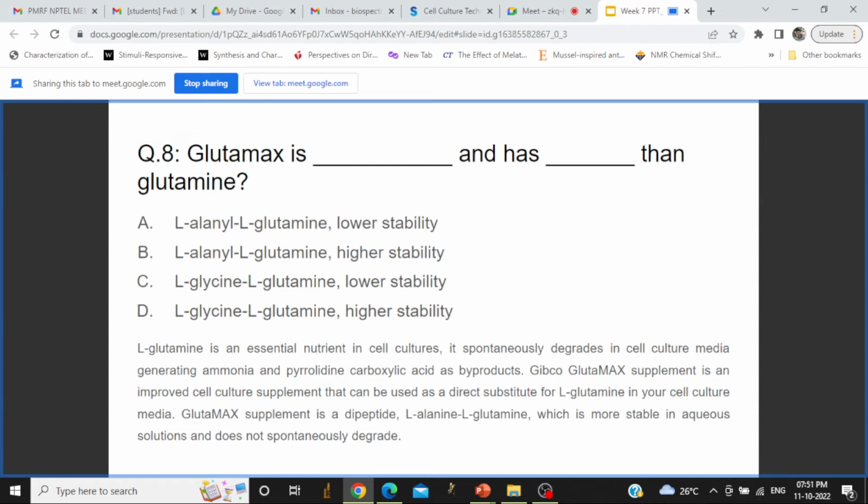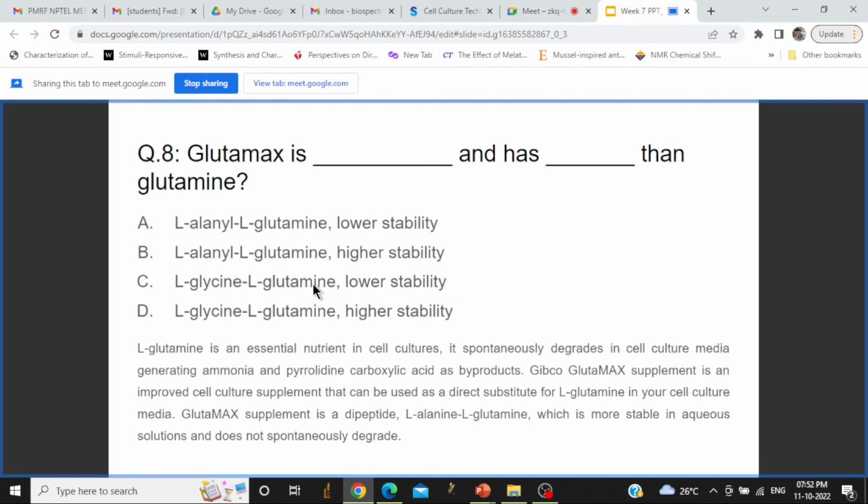And actually this L-glutamine in the cell culture is spontaneously, or abruptly, degraded in the cell culture media. So after degradation, it generates ammonia and pyrrolidone carboxylic acid as byproducts, which are also toxic to the cells. So this company has made an alternative or derivative, which is GlutaMAX. So GlutaMAX is this L-alanyl-L-glutamine. It has a modification. An alanyl group is also attached to this. So it is L-alanine L-glutamine.